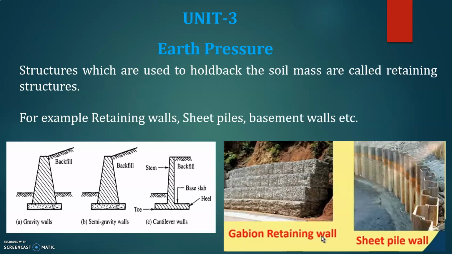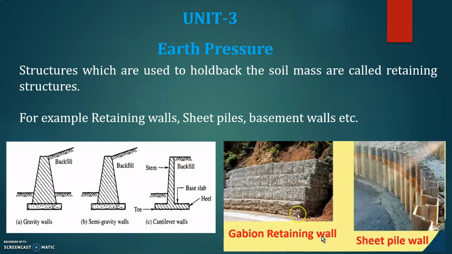Okay, so there are different types of retaining structures. Let us see some of the examples: gravity walls and semi-gravity walls, cantilever walls, Gabion retaining walls and sheet pile walls. This is the gravity wall. Here you can see this is the backfill. This is the semi-gravity wall with backfill, and this is the cantilever wall. Here it is fixed, and here it is allowed to rotate. Because one side is fixed, it is called a cantilever wall, and this is the backfill.